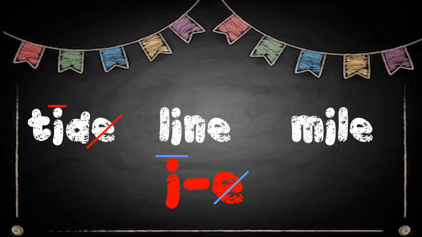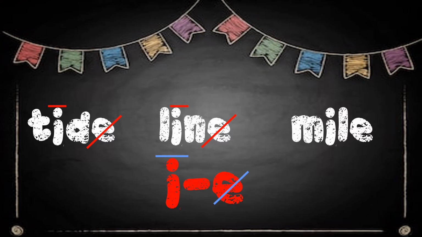Let's look at the next word, line. Do you see a sneaky E at the end? Let's cross it out because it is silent. Remember, sneaky E sneaks behind the consonant and makes the vowel say its name, make its long sound. So it is going to say I.